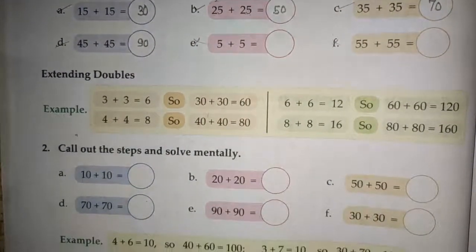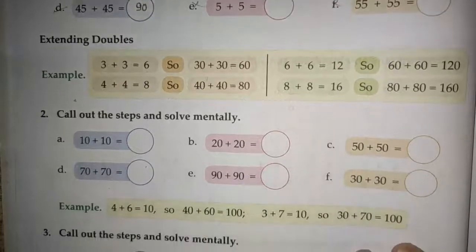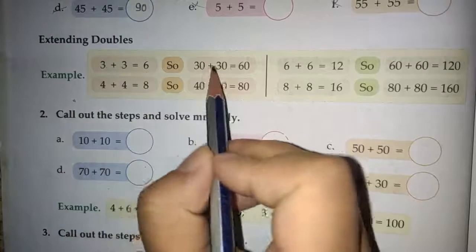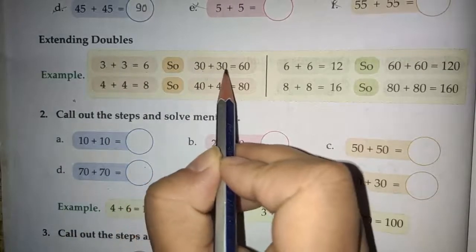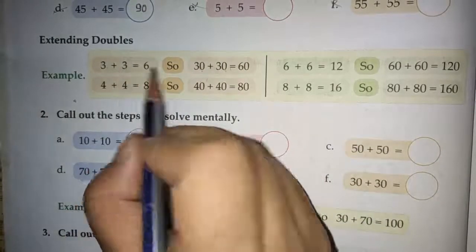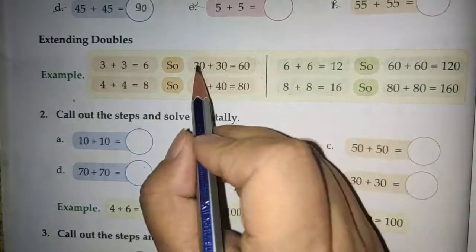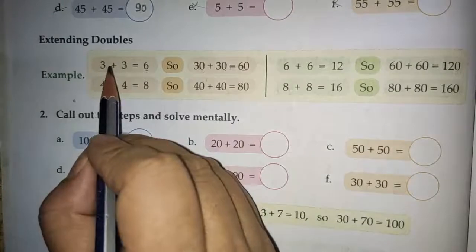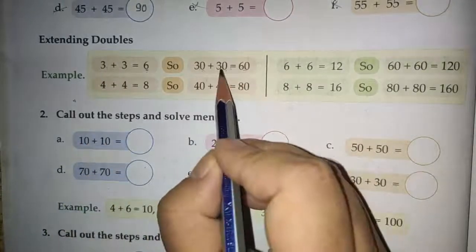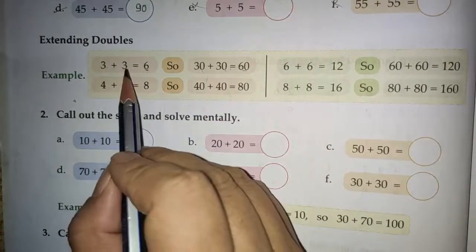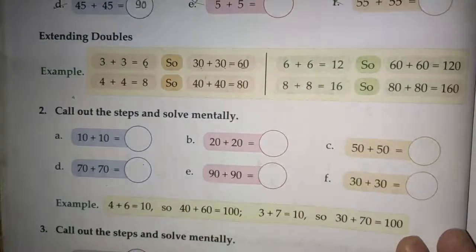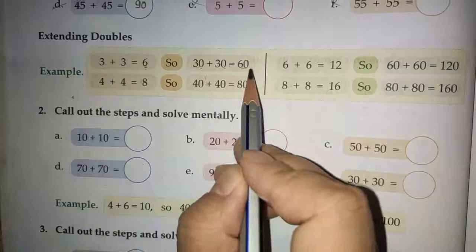Now next is extending doubles. You can see, children, we know that 3 plus 3 is 6. So if it's 30 plus 30, 3 is in the tens position. So here 30 plus 30, we will be writing 60, because 3 plus 3 is 6. When we take 3 in the tens position, we will take 6 also in the tens position. So 30 plus 30 equals 60.